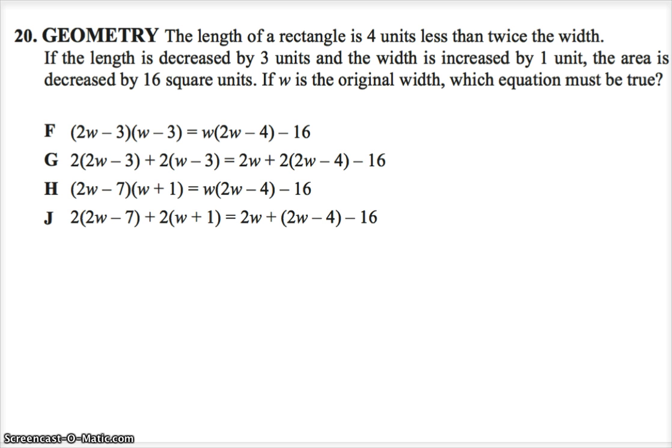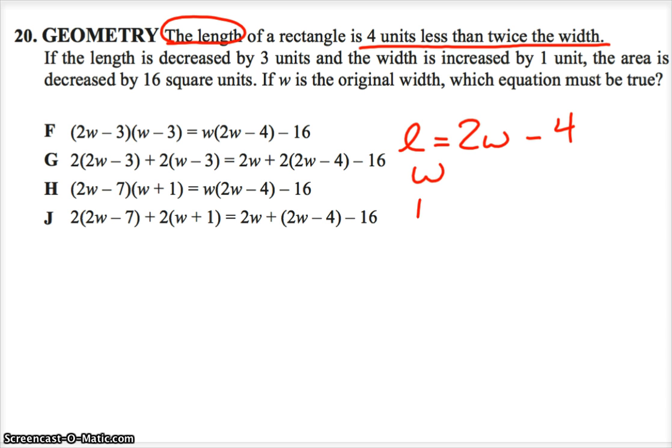First thing I'm going to do here is simply write out some equations. So I'll make the original rectangle in red. The original rectangle's length is 4 units less than twice the width, so the length is equal to 2W minus 4. The original width is just W. The original area is just A, so the area is going to be equal to our length, 2W minus 4, times our width.